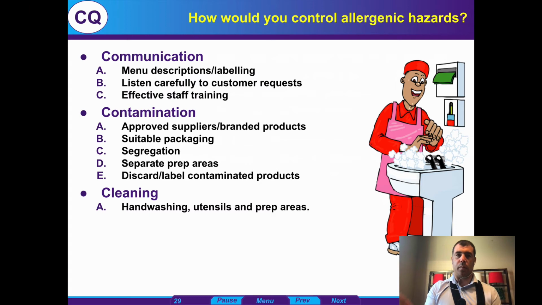First of all, you must provide menu description and labeling. So you label products that have been prepared, and you should also label products that are containing allergens, for instance, in the dry store. Listen carefully to customer and crew requests and provide effective staff training. In the UK, such training is mandatory.